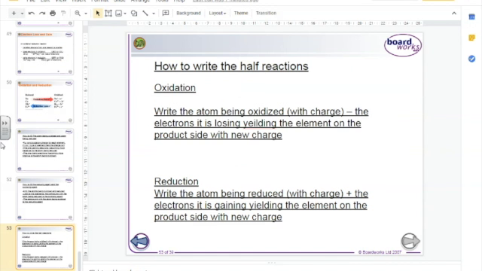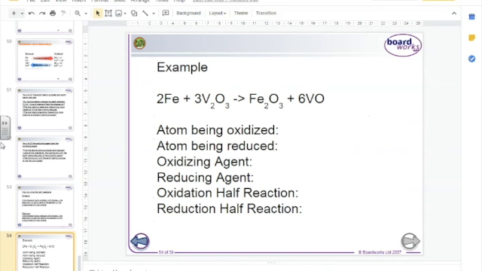So how to write the half reaction? For oxidation, write the atom being oxidized with its charge, the electrons it is losing, yielding the element on the product side with a new charge. For reduction, write the atom being reduced with its charge, plus the electrons it's gaining, yielding the element on the product side with a new charge. Now just remember, when I say yielding, that's the arrow. So that's where you'll draw that arrow.